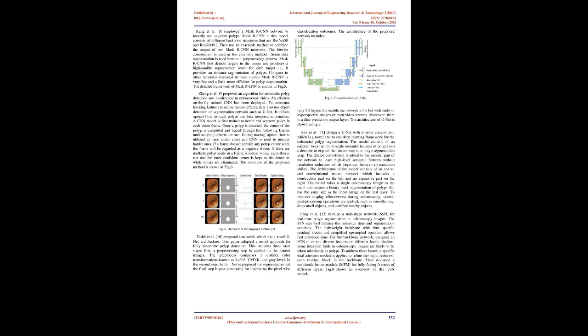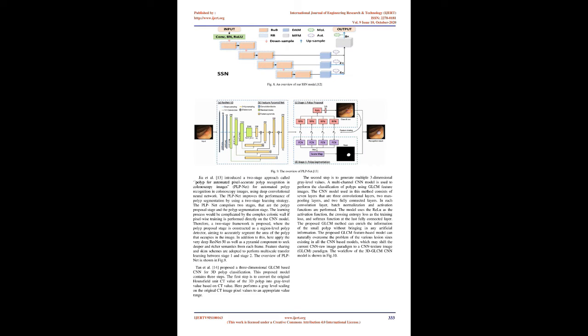Kong et al. 8 employed a Mask RCNN network to identify and segment polyps. Mask RCNN in this model consists of different backbone structures, ResNet 50 and ResNet 101. Then they use an ensemble method to combine the output of the two Mask RCNN networks. The bitwise combination is used as the ensemble method. Some data augmentation is used here as a pre-processing process.